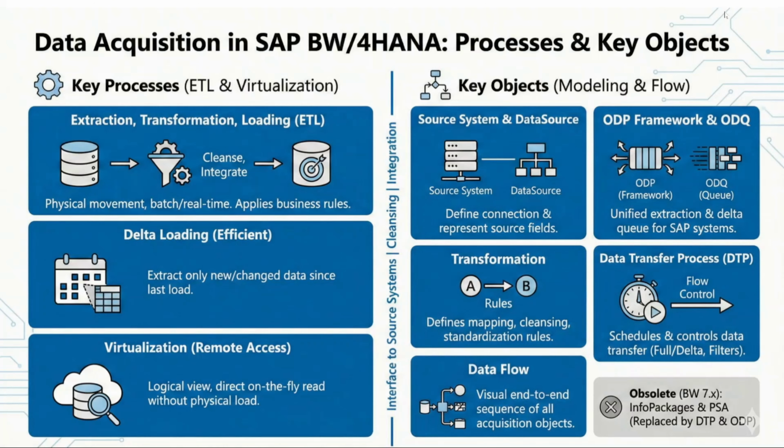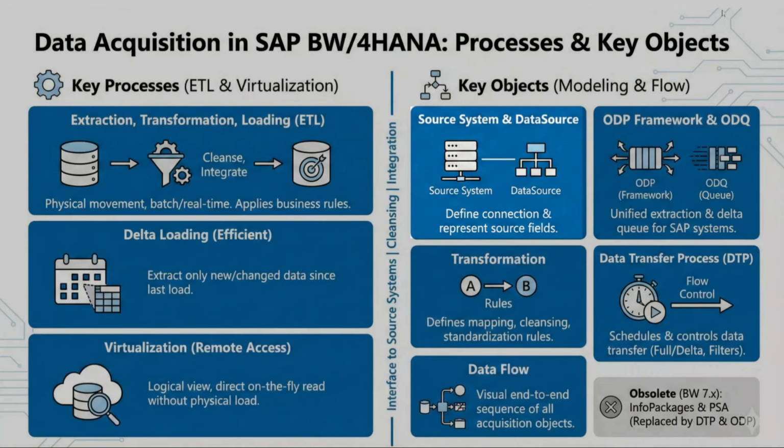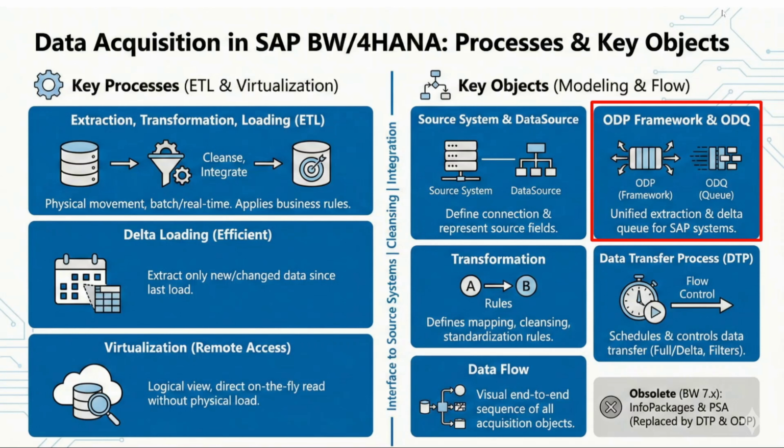Now let's see what the objects used in this layer are. The first object is the source system, which is responsible for establishing the connection with the source system. This is done by the basis team or administrator. And the second is the data source, which serves as the actual interface to access and extract the data from the connected source system. And other objects are ODP and ODQ, which are responsible for regulating and maintaining the records to be transferred into the BW system.